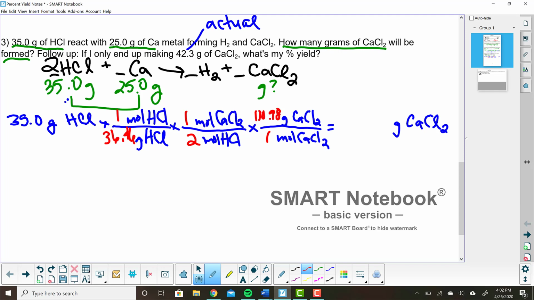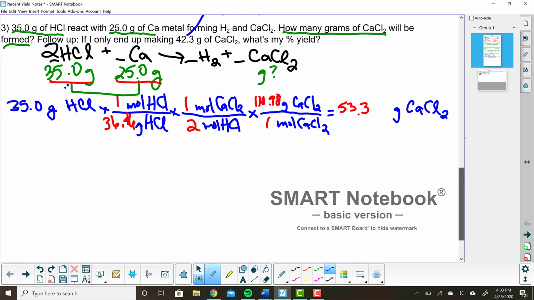So now I've got everything all set up. I just need to calculate this out, multiply across the top, divide by anything that's in the bottom. You end up with 53.3 grams of calcium chloride can be formed from 35.0 grams of hydrochloric acid. That's just part A, right? I have 2 reactants that I needed to sort out here.